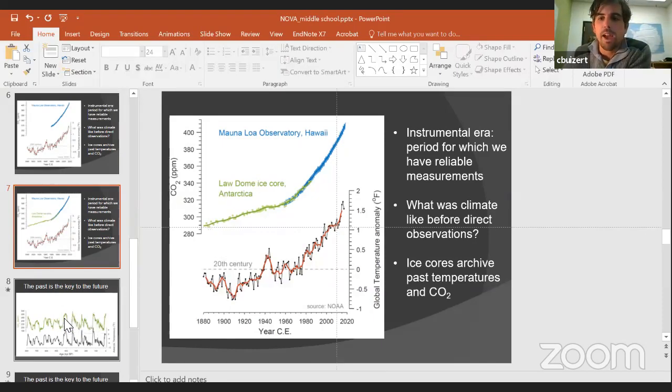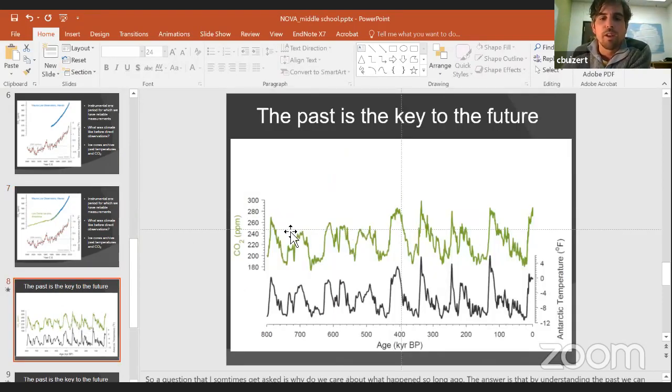Now let's look at the long-term changes. So here is a really complicated graph, so let's talk about it for a little bit. On the bottom is the time, right? All the way on the left is the age, in thousands of years before present. So all the way on the left, we have 800,000 years ago. All the way on the right is where we are today. The green line shows you the concentration of CO2 in our atmosphere. And the bottom line shows you the temperature in Antarctica, which is something we can also learn from the ice. We can study the ice and find out how cold it was in Antarctica.